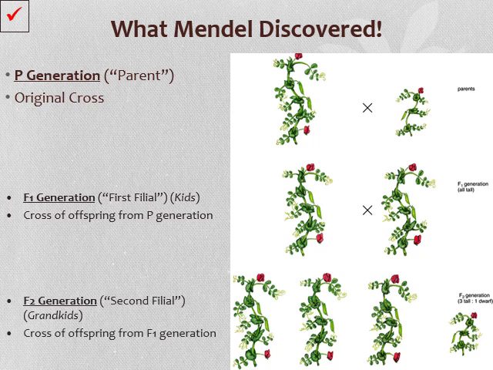And then his next cross was when he crossed two tall pea plants. And here he noticed something that concerned him. In the F2 generation, or the grandkids, he had mostly tall, about 75%, but wait a minute. Where did this little guy come from? This concerned him because roughly 1/4 of all the plants were short, and he couldn't figure out why.